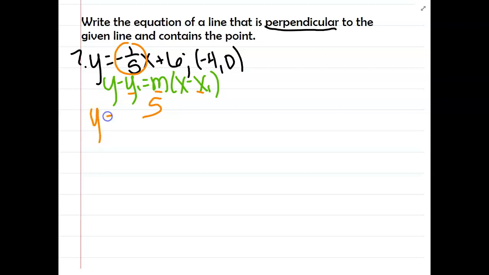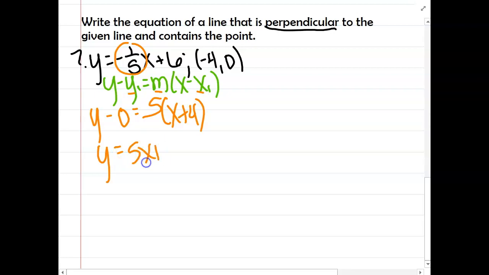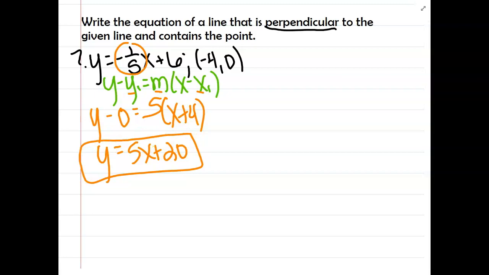So it's going to be y minus, my y1 is 0, equals 5 times x minus a negative 4, which is going to be a plus 4. Now this time, y minus 0 just gives me y. And then when you distribute the 5, it'd be 5x plus 20. So that one was a little bit easier. Had maybe one less step there. Okay, last one. Let's try one more of those.